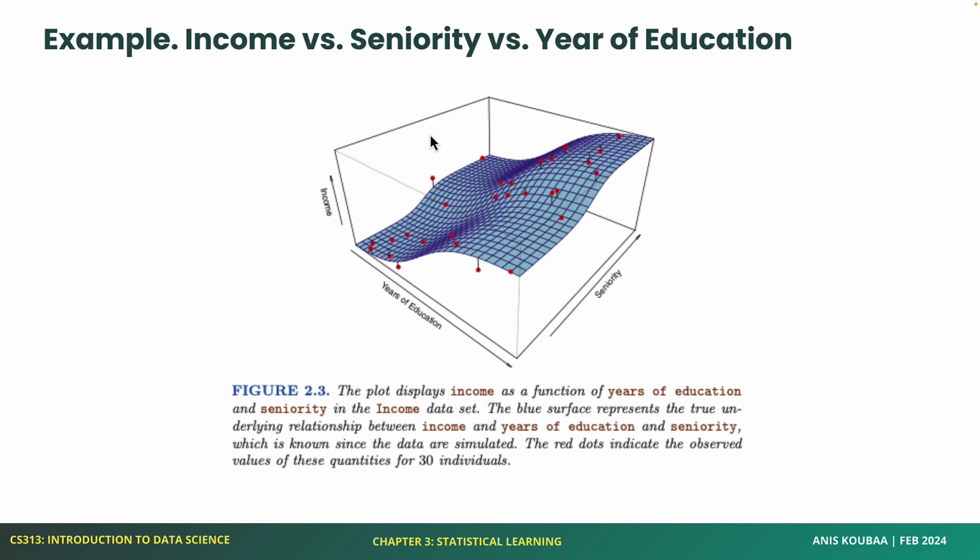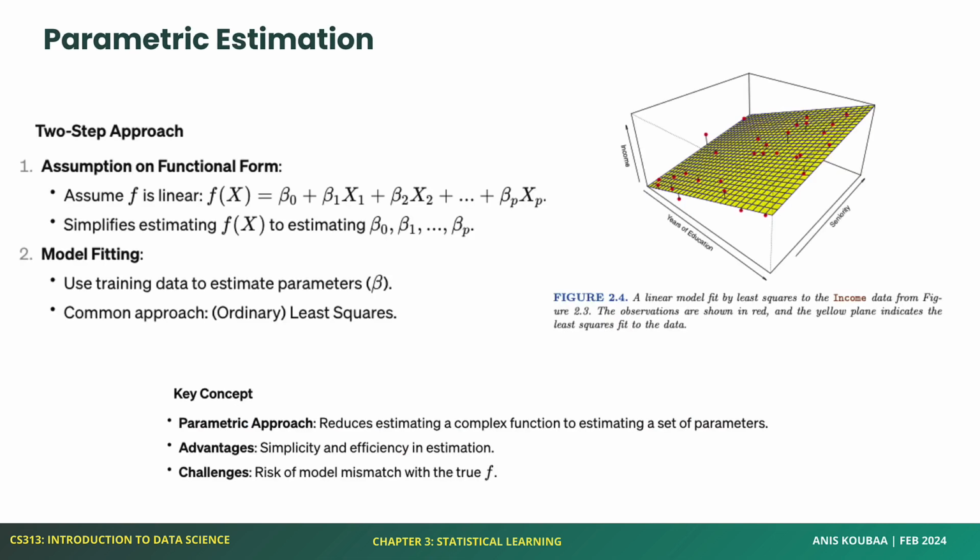So I will have a linear shape, a rectangular shape. And this is the case of parametric estimation. I will assume that I will have a multivariate regression. This is what we call multivariate regression. So the estimated value, for example, the estimated income, will be a function of x1 and x2, which are the years of education and seniority. And this is going to lead to a shape like this.